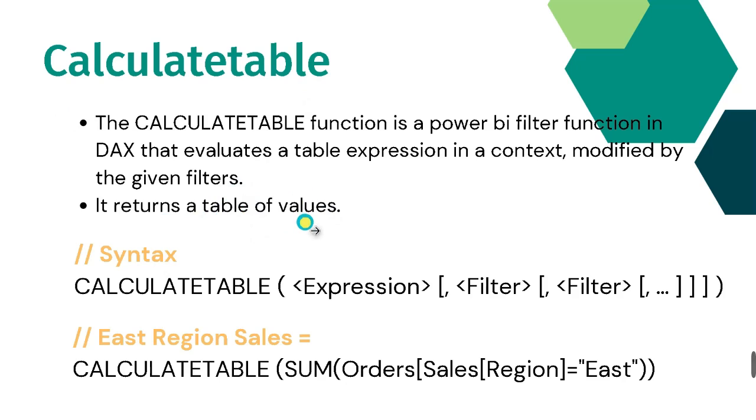Here you can see the CALCULATETABLE DAX function is basically used to evaluate a table expression in a context which is modified by the given filters. Suppose we have a table with 100 records, and from that table I want to extract another sub table based on some criteria or by applying some filters on that. In that case we apply the CALCULATETABLE DAX function. It is basically used to extract a sub table from an existing table.